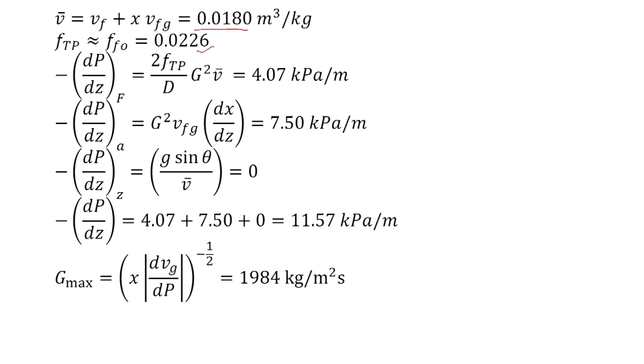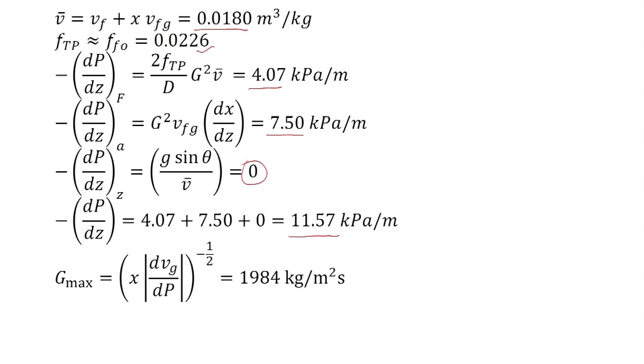So, using this value of friction factor, we get dP by dz due to friction equal to 2 FTP by d G square V bar, which is equal to 4.07 kilopascal per meter, and the pressure gradient due to acceleration is equal to G square Vfg dx by dz, and this is equal to 7.50 kilopascal per meter. The pressure gradient due to gravity will be 0 because it is horizontal flow. So, we add all these and then get the total pressure gradient as 11.57 kilopascal per meter.